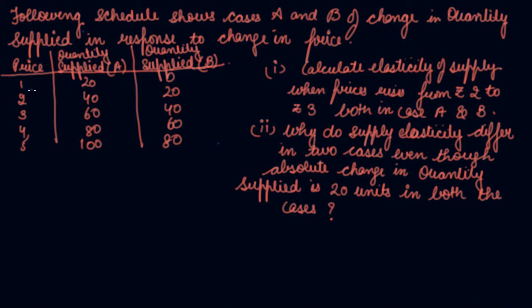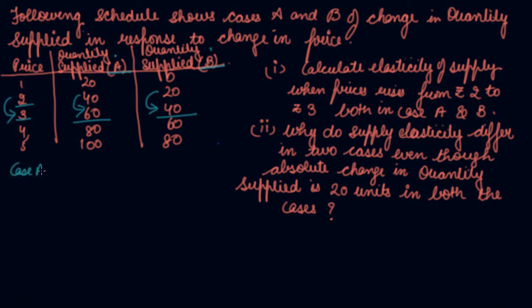They have given that at price 1, in A and B, there are two cases given to you. The quantity supplied is 20, 40, 60, 80, 100 in case A, and 0, 20, 40, 60 and 80 in case B. Calculate the elasticity of supply when price rises from rupees 2 to 3, both in case A and B. So from 2 to 3 there is a change in the price, so we have to find out the elasticity of supply in A and B both.